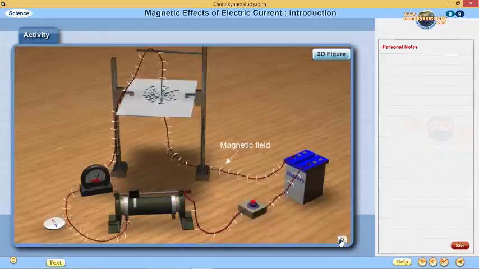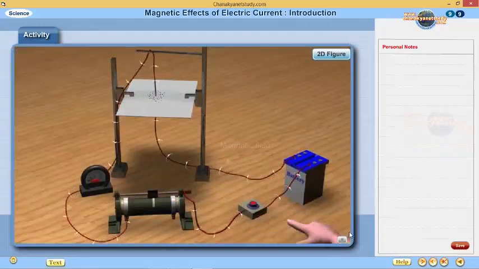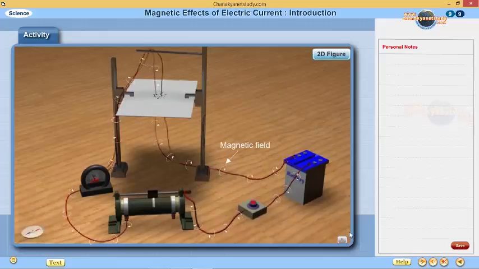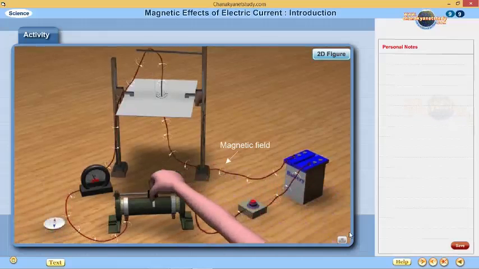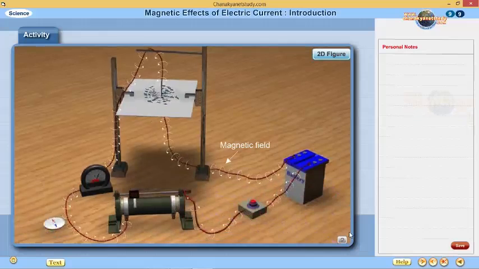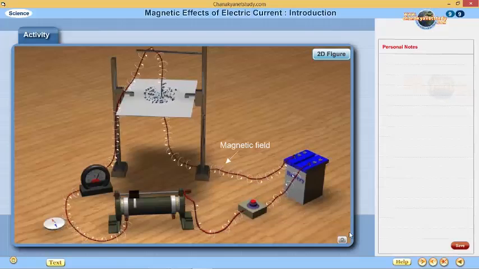Activity. Take a battery, a variable resistance, an ammeter, a plug key, a needle, and a long straight thick copper wire. Take a rectangular cardboard. Pass this wire through the center. Take care that the cardboard is fixed and does not slide up or down. Arrange all these equipments as shown in the figure.